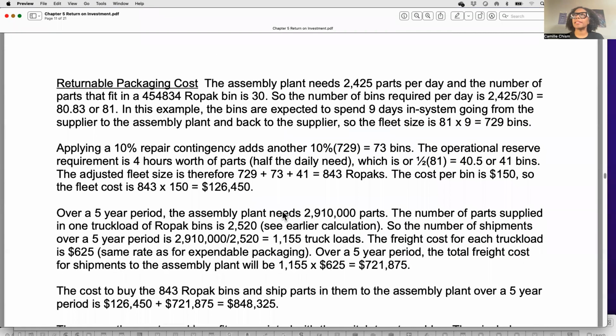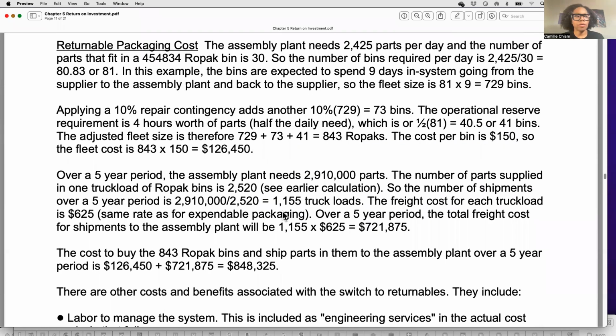Next, our next step in this process is to determine how much the returnable pack will cost. Because remember, this bin, we're going to use $150, I believe, for the bin. Yep, so the cost per bin is $150. So you think, I think it was like a $23 pack versus one that's $150, but this one will get reused. So you'll get to see the difference in the cost based on that.